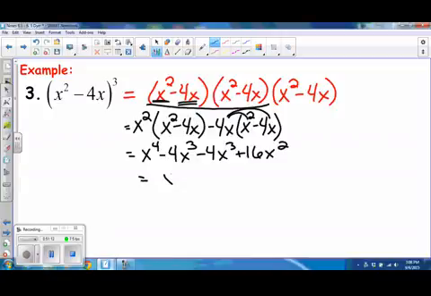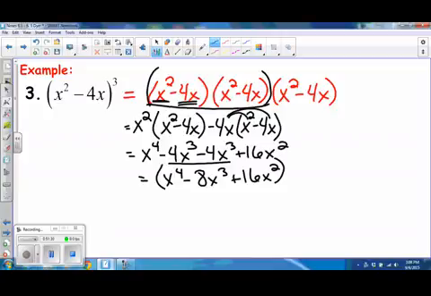My like terms, I need to combine them. So, I have x to the 4th. Here's my like terms. Negative 8x to the 3rd plus 16x squared, right? So that is my answer when I multiply these two together, correct? Yes. So this is the answer when you multiply the first two. Now we need to take this and multiply it times the last one. So you just bring it down.